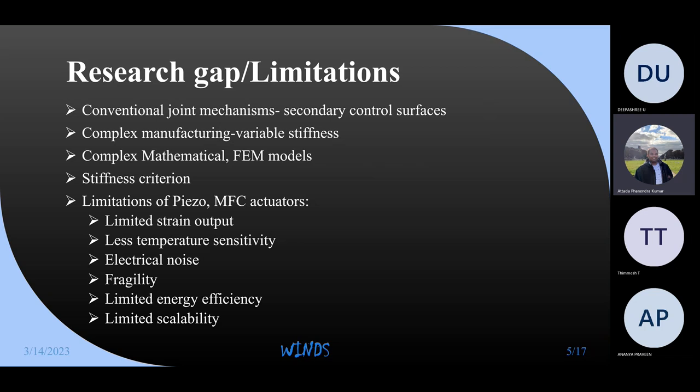Basically, these conventional secondary control surfaces have joints. In the literature, they use the SMA wires, but with a scissor mechanism and joints. And the variable stiffness laminates are very complex to manufacture, because those fiber shapes are hard to manufacture. And the mathematical and FEM modeling is very complicated for these composite assemblies. And there is a stiffness criterion also while using the SMA wires directly with the joints.